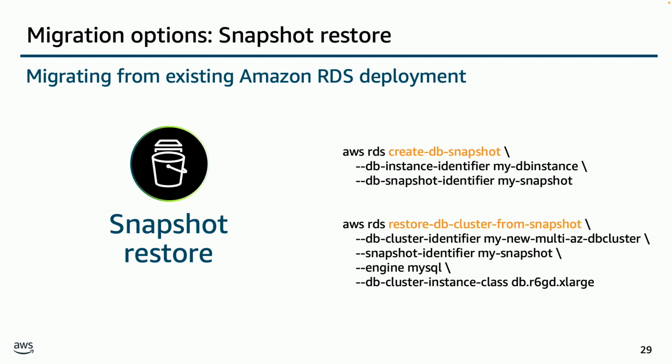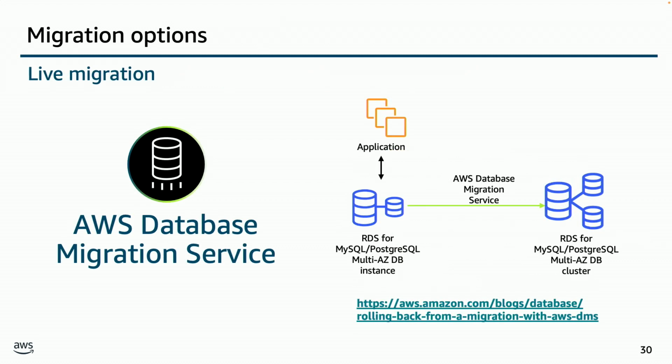Another way of migrating your existing workloads is using the AWS Database Migration Service. As you see here, your applications are pointed to the multi-AZ DB instance, and then you can set up a replication using AWS DMS, and replicate ongoing changes to the multi-AZ DB clusters with 2 readable standbys. So this is another option available, and this is the blog. It's well written, and it has all the steps that you need to follow to implement this, which is the minimal downtime migration option that is available right now.